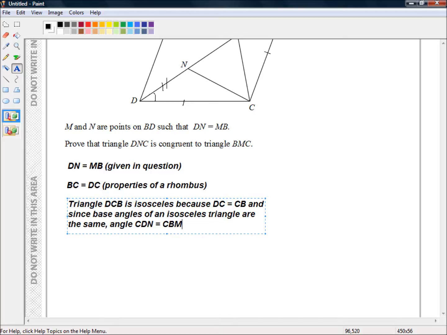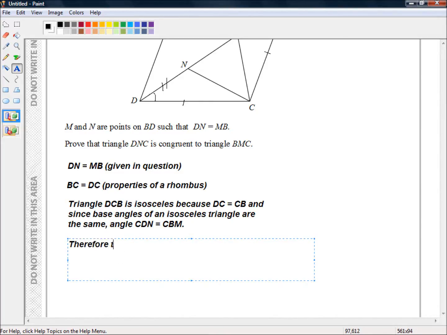Okay, so that's triangle DCB is isosceles because DC equals CB, and since base angles of an isosceles triangle are the same, angle CDN is equal to CBM. Okay, so that's the third piece I need for my proof. I can now give my conclusion. Therefore, triangle DNC is congruent with triangle BMC by virtue of side angle side proof.